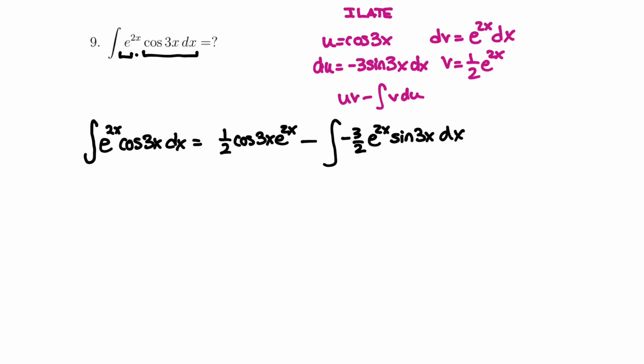Let's make sure we did that right. I let u be my trig function, cosine 3x. The derivative of cosine is negative sine, but the chain rule made me put the negative 3 in front. dv is e to the 2x dx, and the antiderivative is 1/2 e to the 2x. So uv is going to be 1/2 cosine of 3x times e to the 2x, and I should probably move the e in front, so we'll do that right now. Minus the integral of v du.